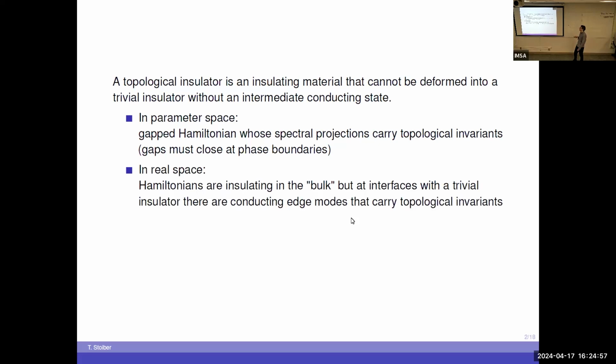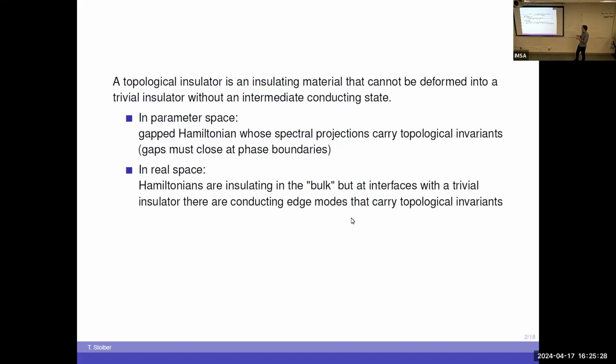In parameter space, we can also think of these in real space. And then we have materials which are insulating in the bulk, but if we make an interface with some other material, particularly with a trivial insulator, then there can be conducting edge modes which are protected by their own topological invariants. So in particular, an interface with empty space or with air, just the boundary of the system, will have an edge mode.